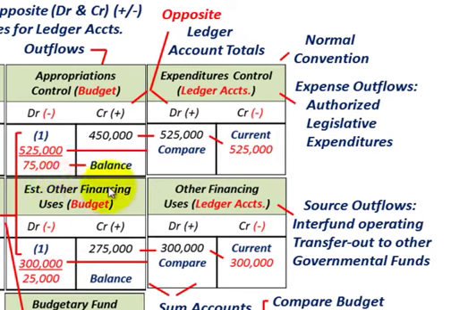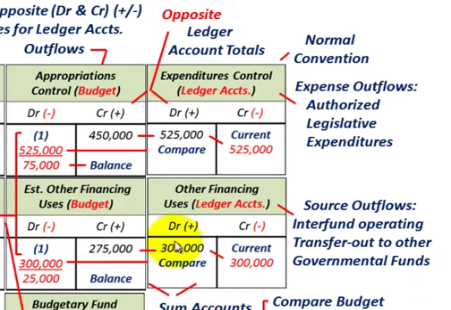Okay, now let's go down to our estimated other financing uses. That would be, again, our outflow. Let's say for the period we had budgeted $275,000, and for other financing uses we have a debit of $300,000. First, let's understand what's going into our other financing uses, our ledger accounts versus our budget accounts. What we're really looking at here is source outflows, that would be interfund operating transfers out and other governmental funds, so any financing uses. Going back to our problem, currently we have $300,000 debited in our ledger accounts, and we compare that to the credit in our budget of $275,000. So you can see we've spent more than we actually budgeted by $25,000.